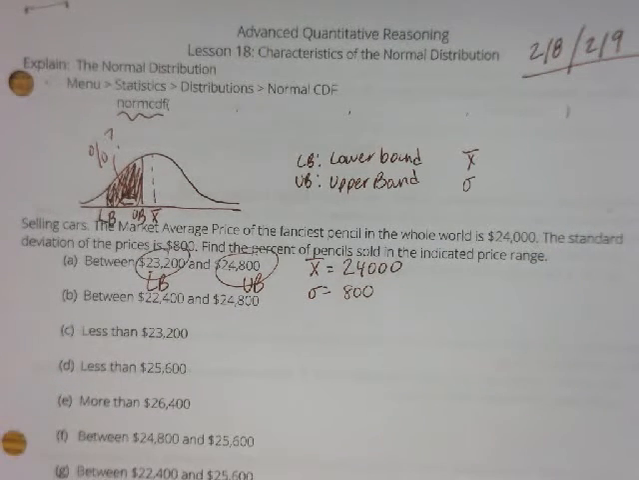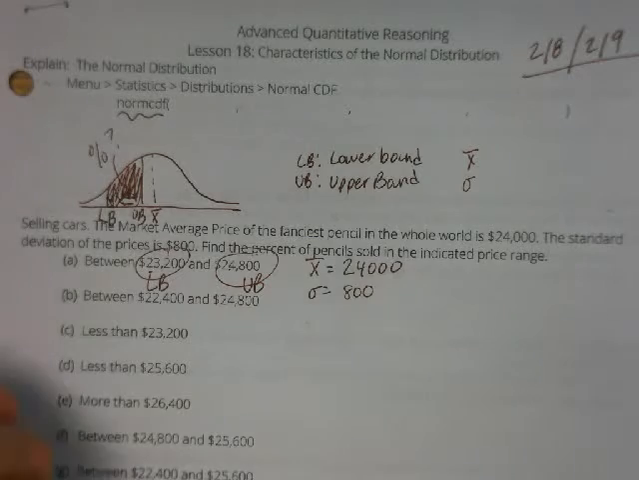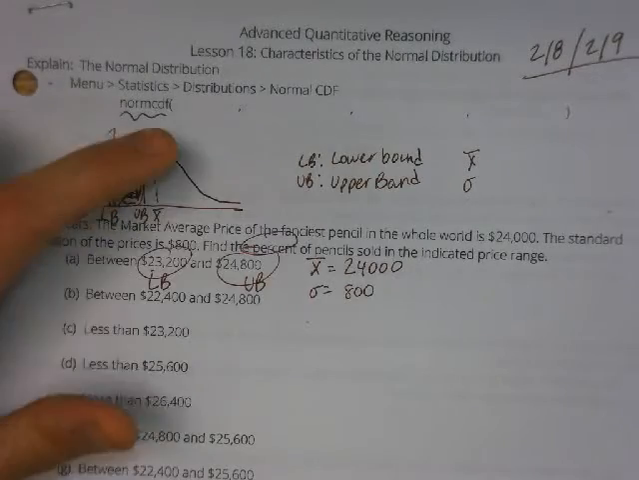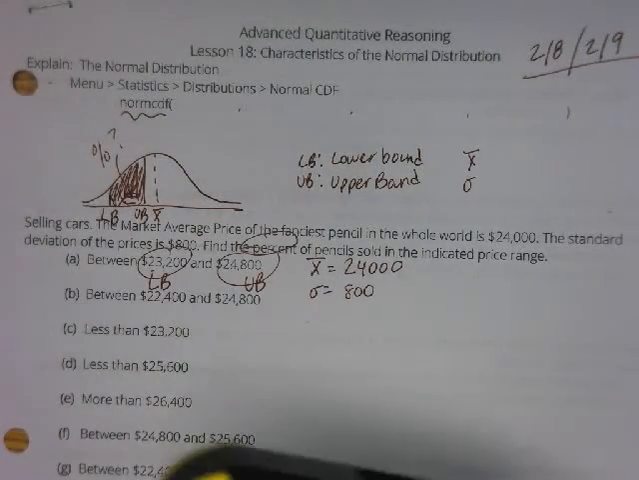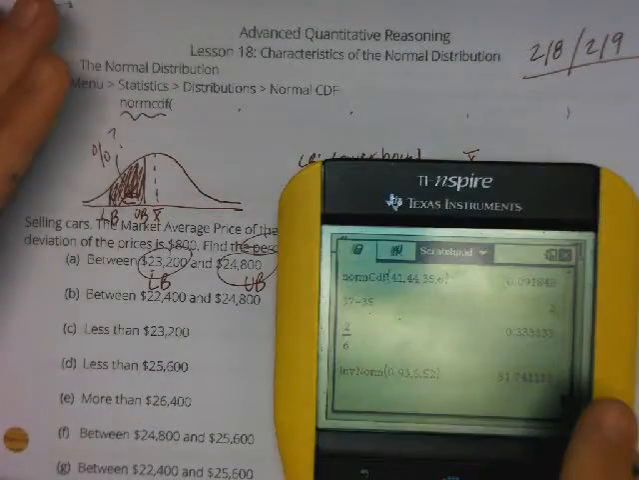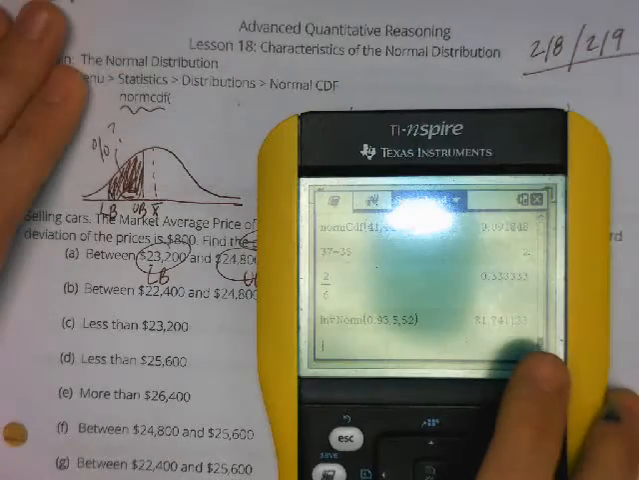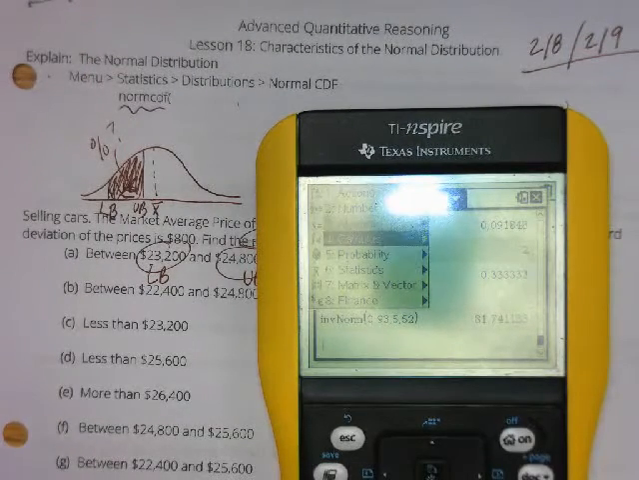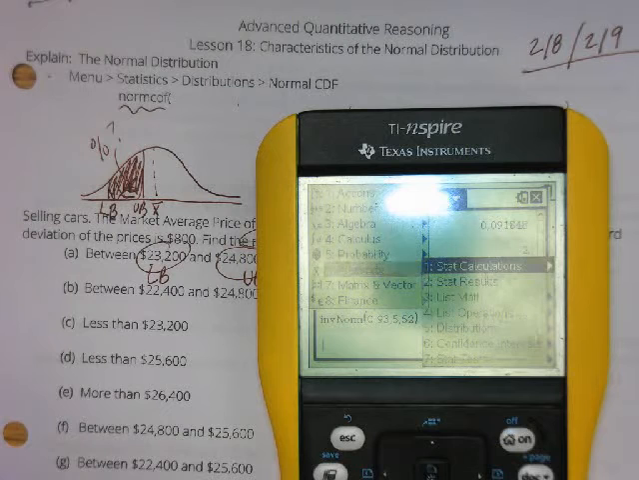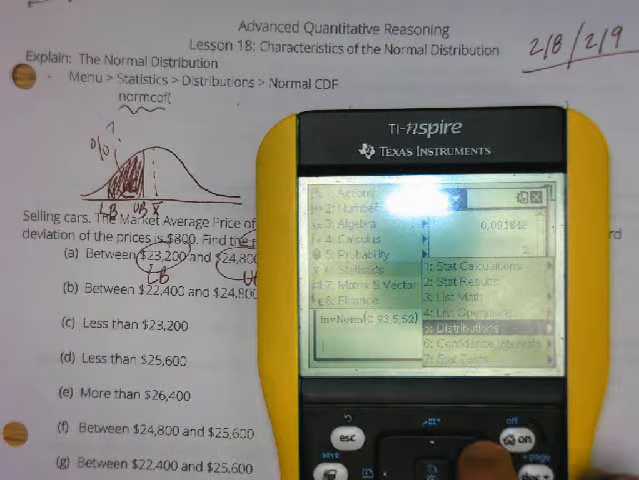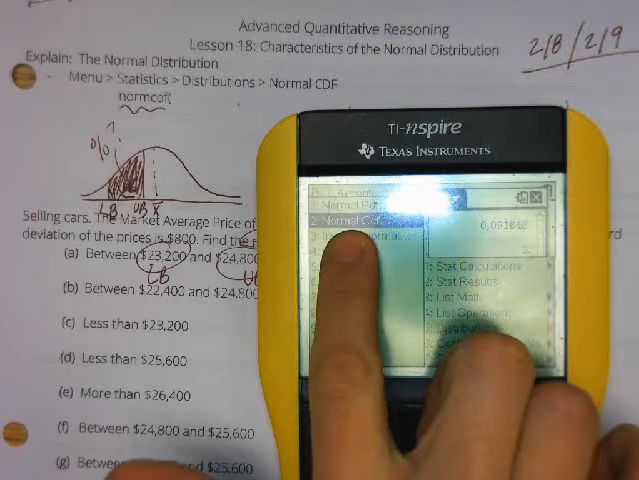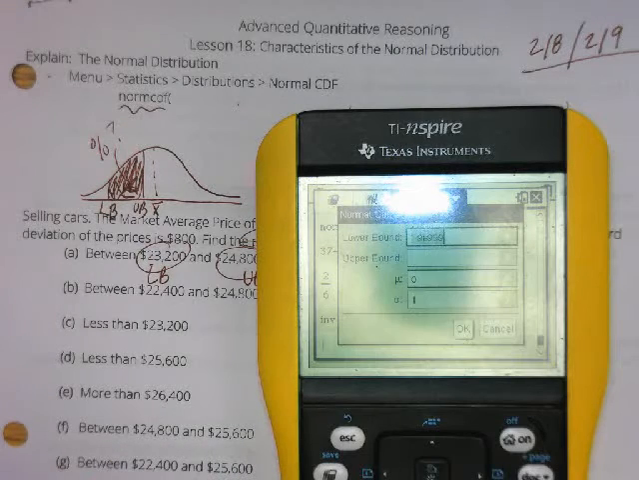Okay? So, how do we find that exact percent? How do you find that percent? Well, you plug it into your calculator. The steps on what you need to do are right here. Just go to the calculate screen, and you're going to type menu, statistics, distributions, and you're going to go to normal CDF, not normal PDF, and push enter.